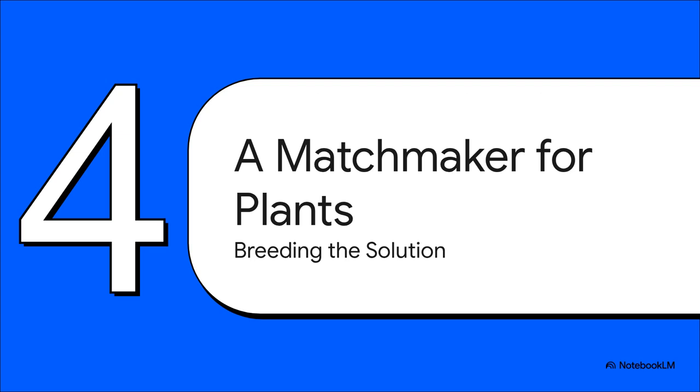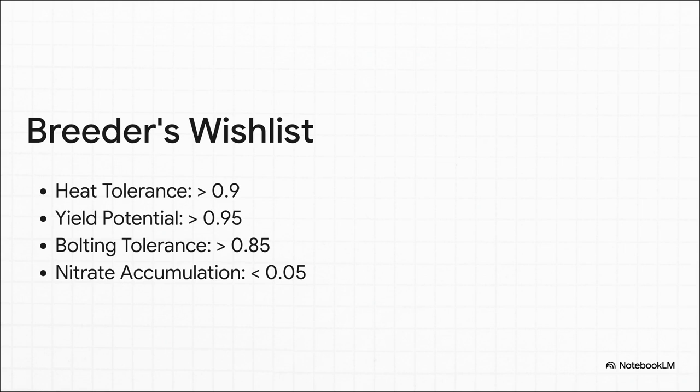This is where the whole system just shifts gears. It stops being just a simulator and becomes something more like a high-tech matchmaking service, but for plants. If the perfect lettuce isn't in our library, the program's new job is to figure out how to breed it into existence. So, this is where we get to be really picky.